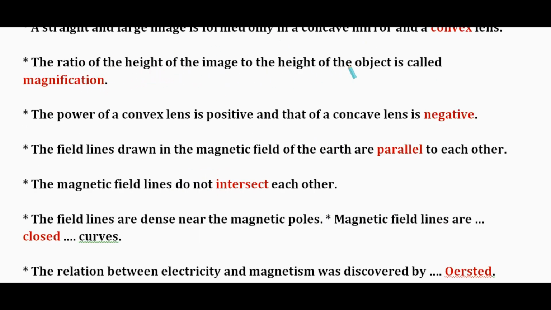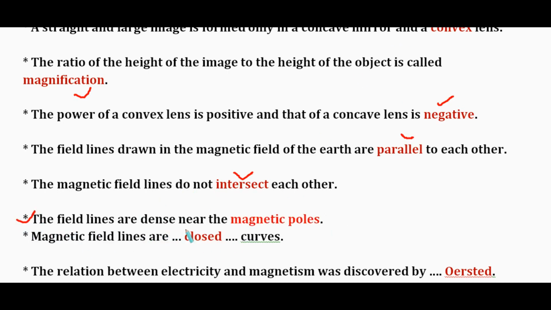The ratio of height of image to the height of the object is called magnification. The power of convex lens is positive and that of concave lens is negative. The field lines drawn in the magnetic field of the earth are parallel to each other. The magnetic field lines do not intersect each other. The field lines are dense near the magnetic poles.